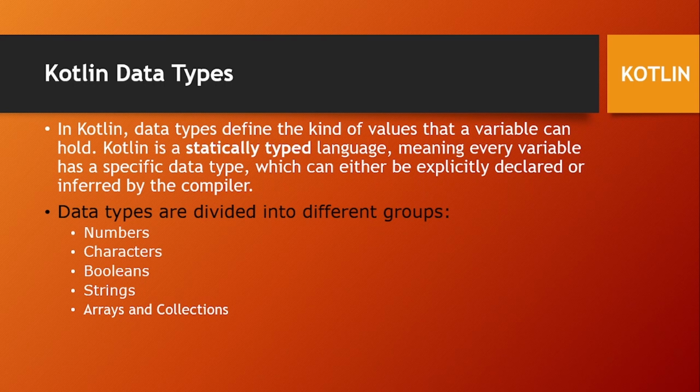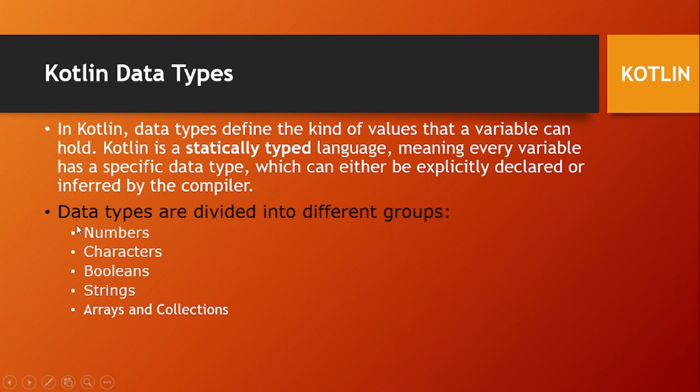We have different types of data like numbers, characters, booleans, and strings, which will be alphabets. For every variable that we declare, we have data types to define its type. In Kotlin, unlike other programming languages, the type is inferred by the compiler by default, so we don't have to declare it. But if we want to declare the type while declaring the variable, we can do it explicitly.